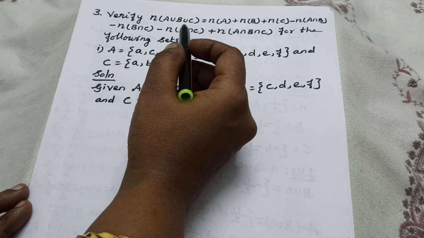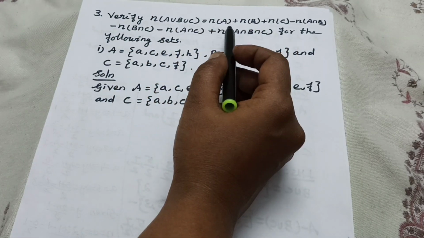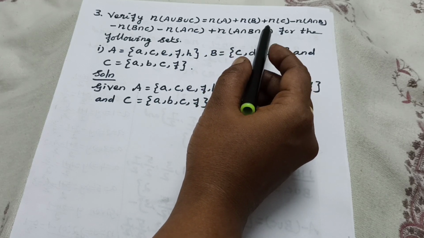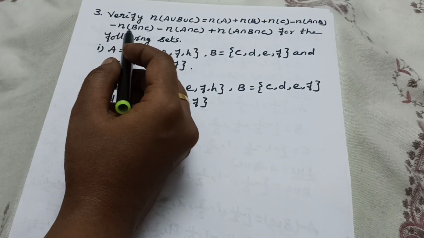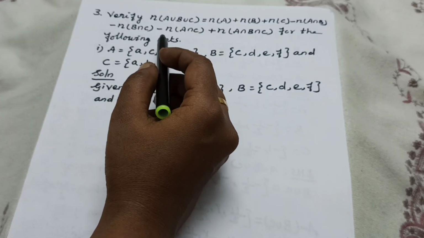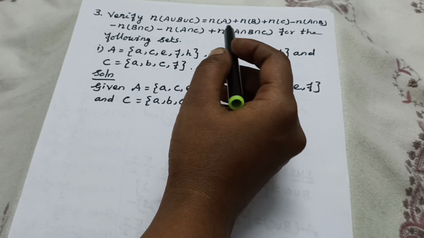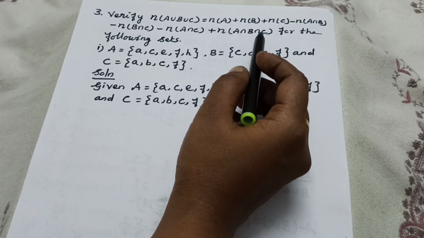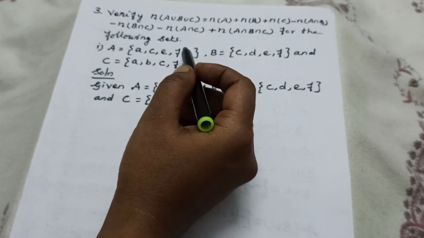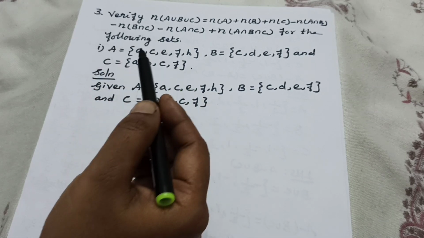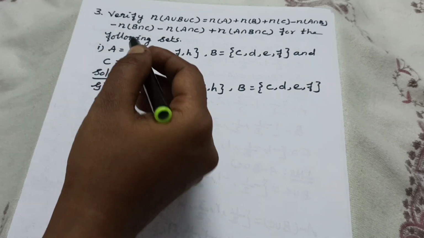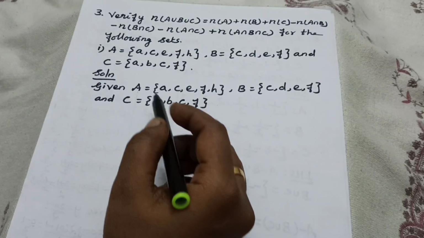Verify n of A union B union C is equal to n of A plus n of B plus n of C minus n of A intersection B minus n of B intersection C minus n of A intersection C plus n of A intersection B intersection C for the following sets. Okay. First question I am giving, then the second one you do as homework. Okay. First question, what is given? First you write it.